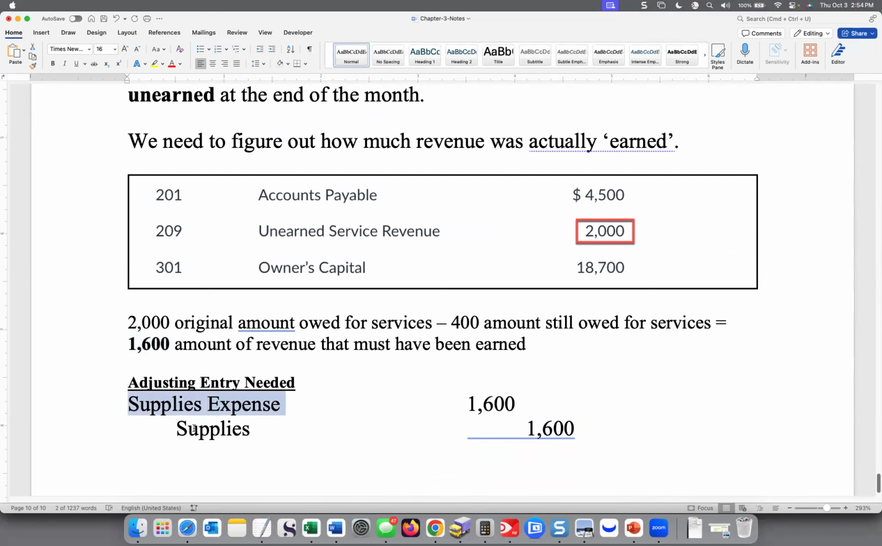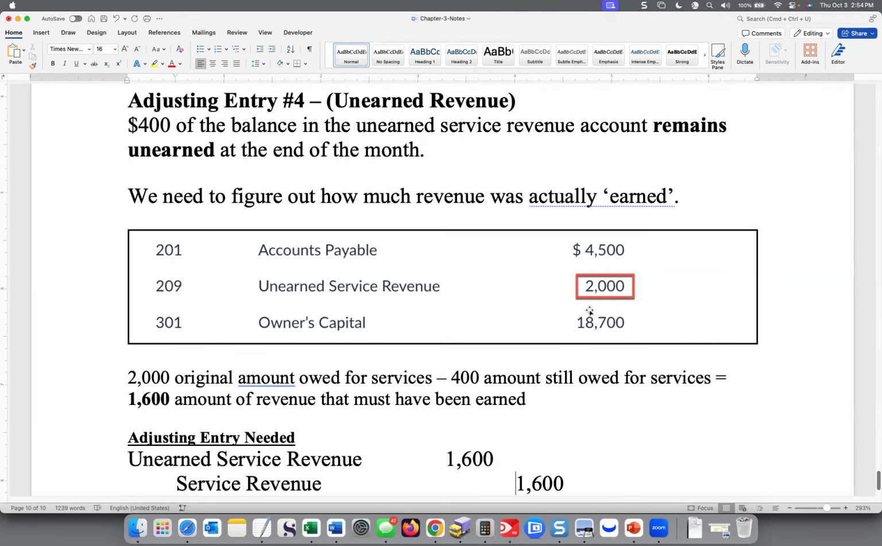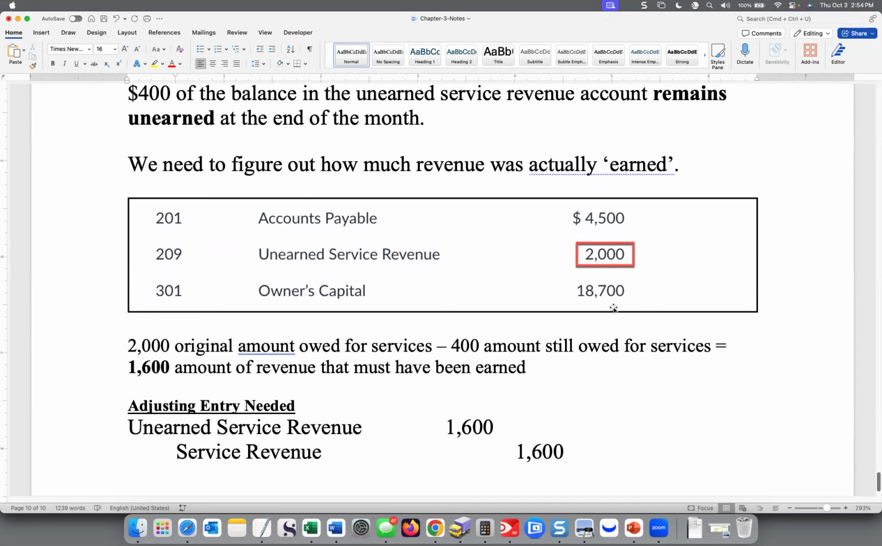So we're going to debit the unearned service revenue liability. That's going to decrease it, as it should be decreased. And then we're going to credit service revenue, because what we used to owe in services, as of the end of the period, we realized that 1,600 of that we no longer owe because we did the work. We only had 400 left. Originally we had 2,000, so 1,600 was earned. That's the only way you can decrease that, by doing the work.